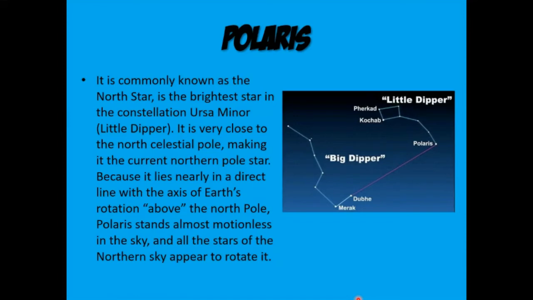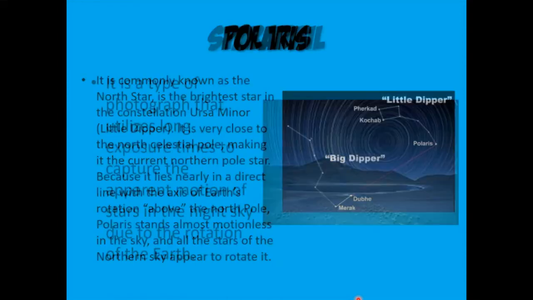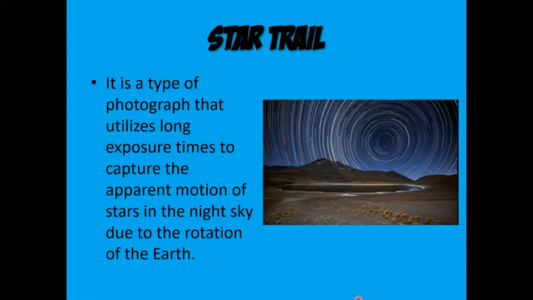Because it lies nearly in a direct line with the axis of Earth's rotation above the North Pole, Polaris stands almost motionless in the sky, and all the stars of the northern sky appear to rotate around it. In terms of star trail, it is a type of photograph that utilizes long exposure times to capture the apparent motion of stars in the night sky due to the rotation of the Earth. So sobrang ganda lang tignan.